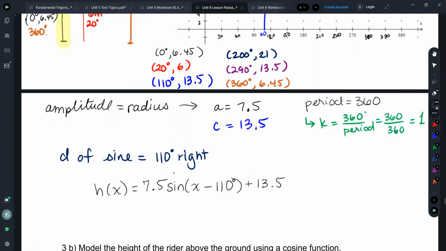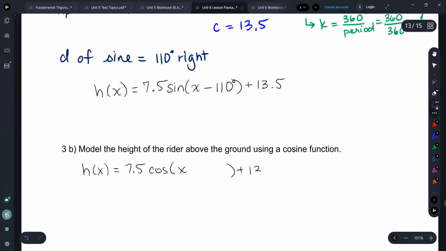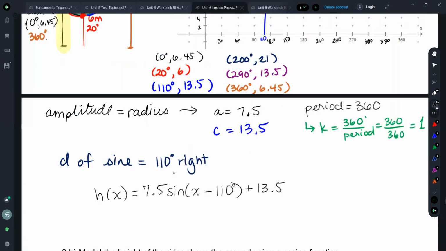And how would I change this if I were to express it as a cosine? One quick change. And how do we find D of cosine? We could find it with those little formulas that we talked about: D of cos equals D of sine plus 90 over K. Or we can just find the max on the graph.